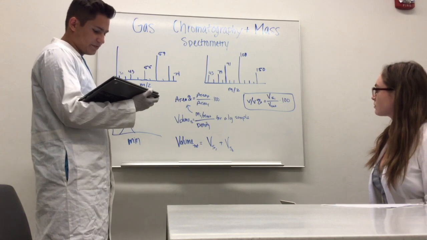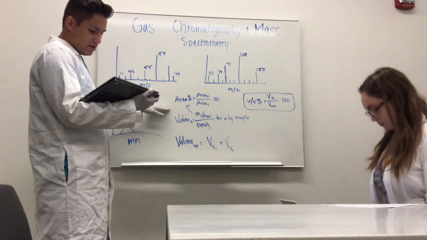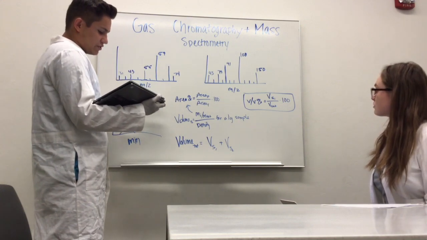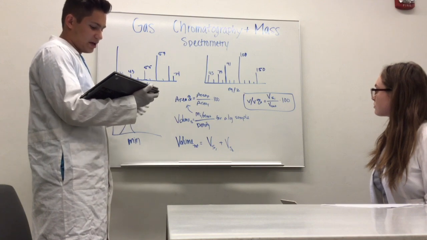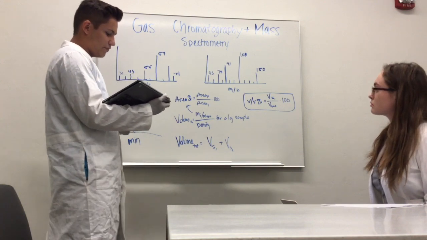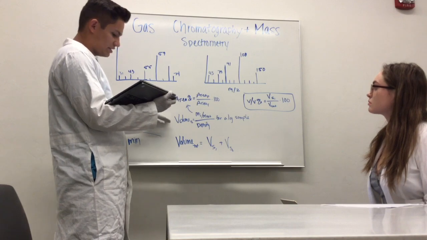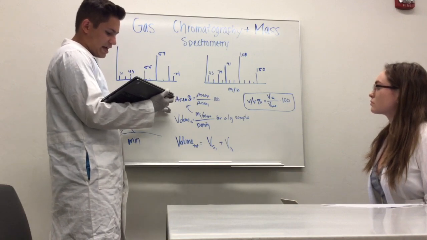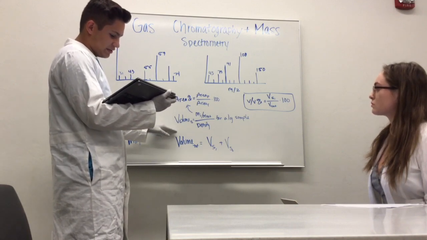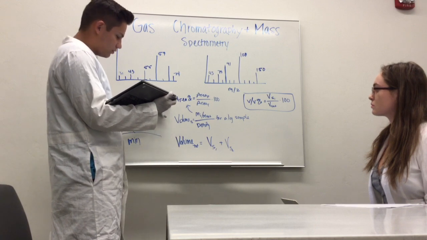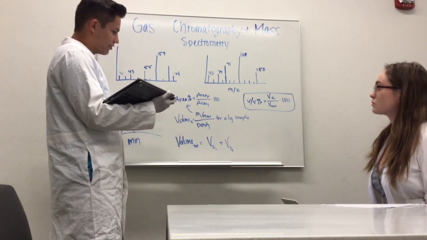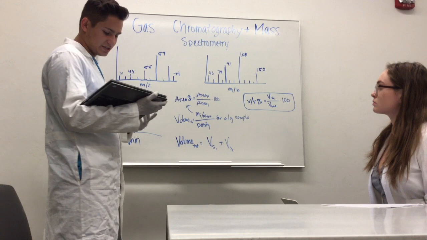The first step of the calculation is to divide the area under the individual peaks by the total area of all the peaks and multiply by 100. Once you obtain this percent area of each peak, you calculate the volume of each substance by dividing the mass fraction of the peak by the density of the substance. Mass fraction is equal to the percent area in a 1 gram sample, which we can assume it is.